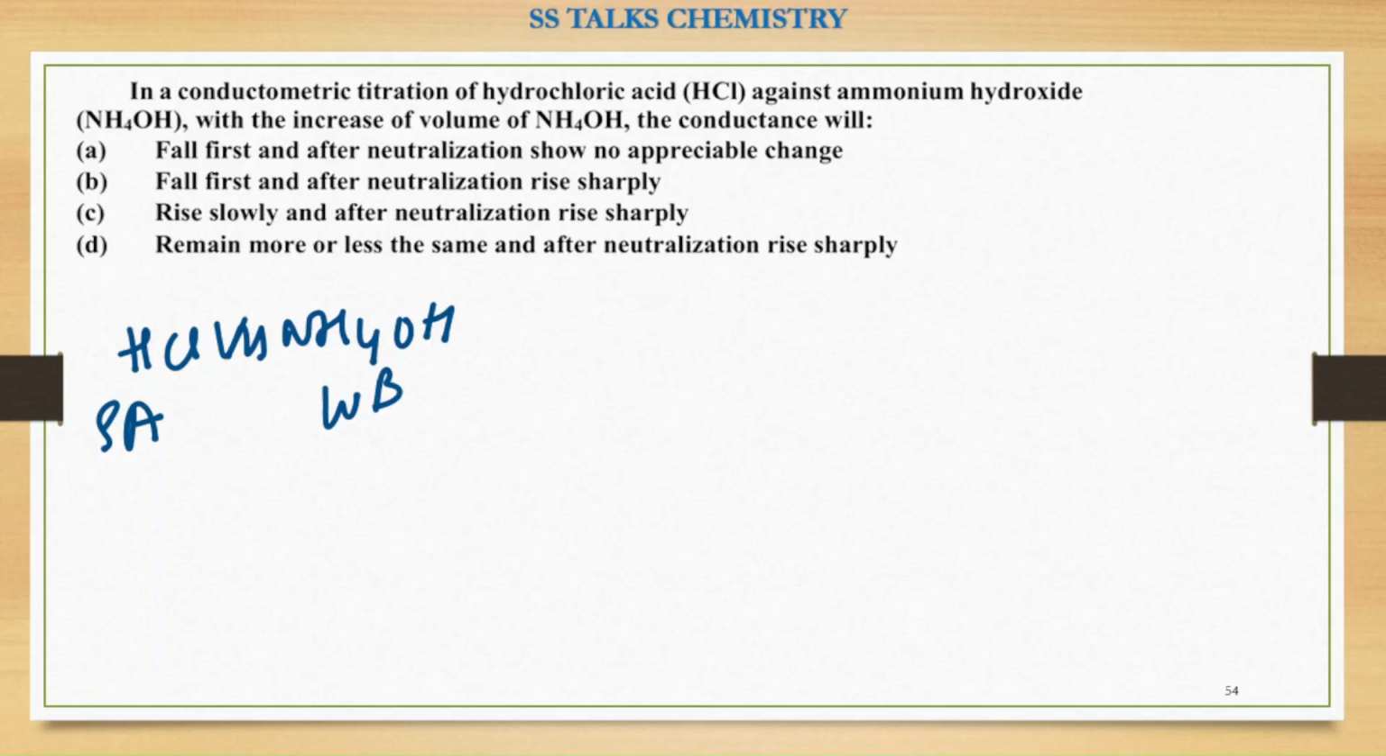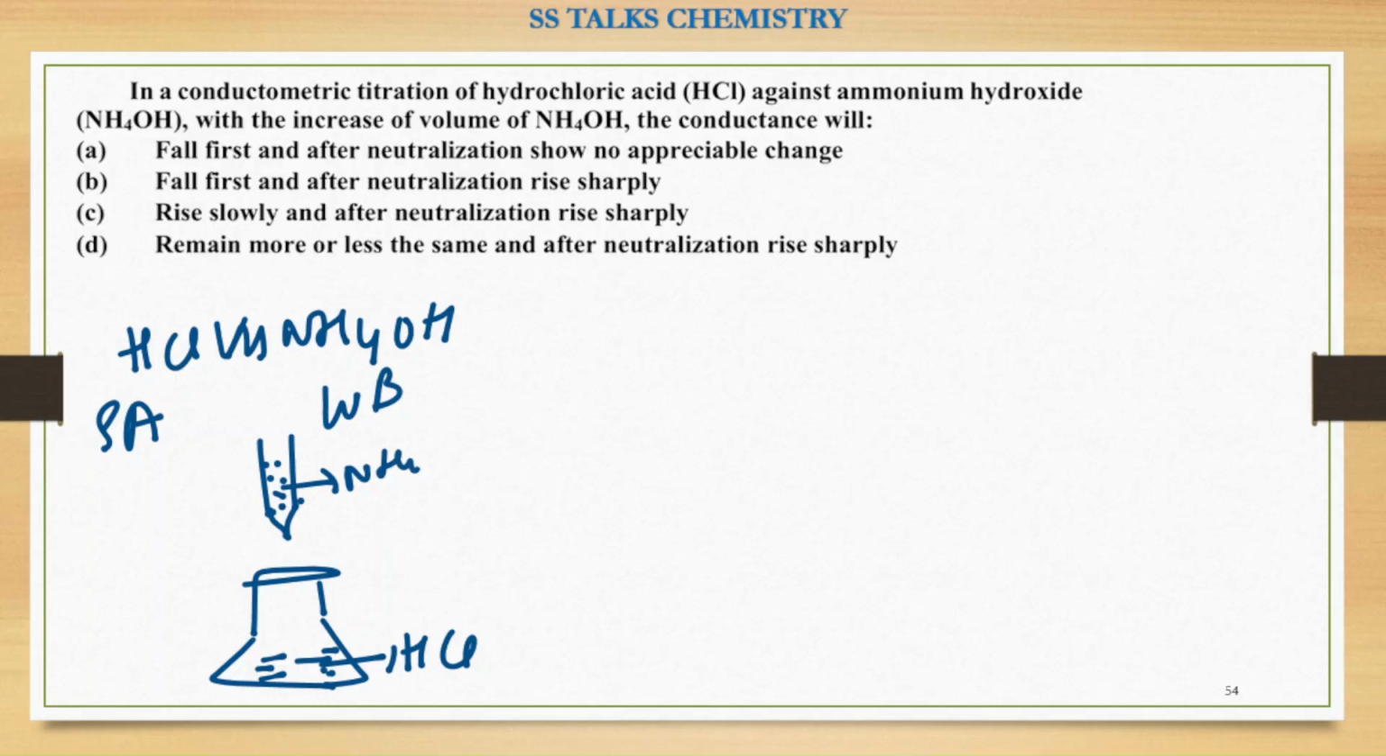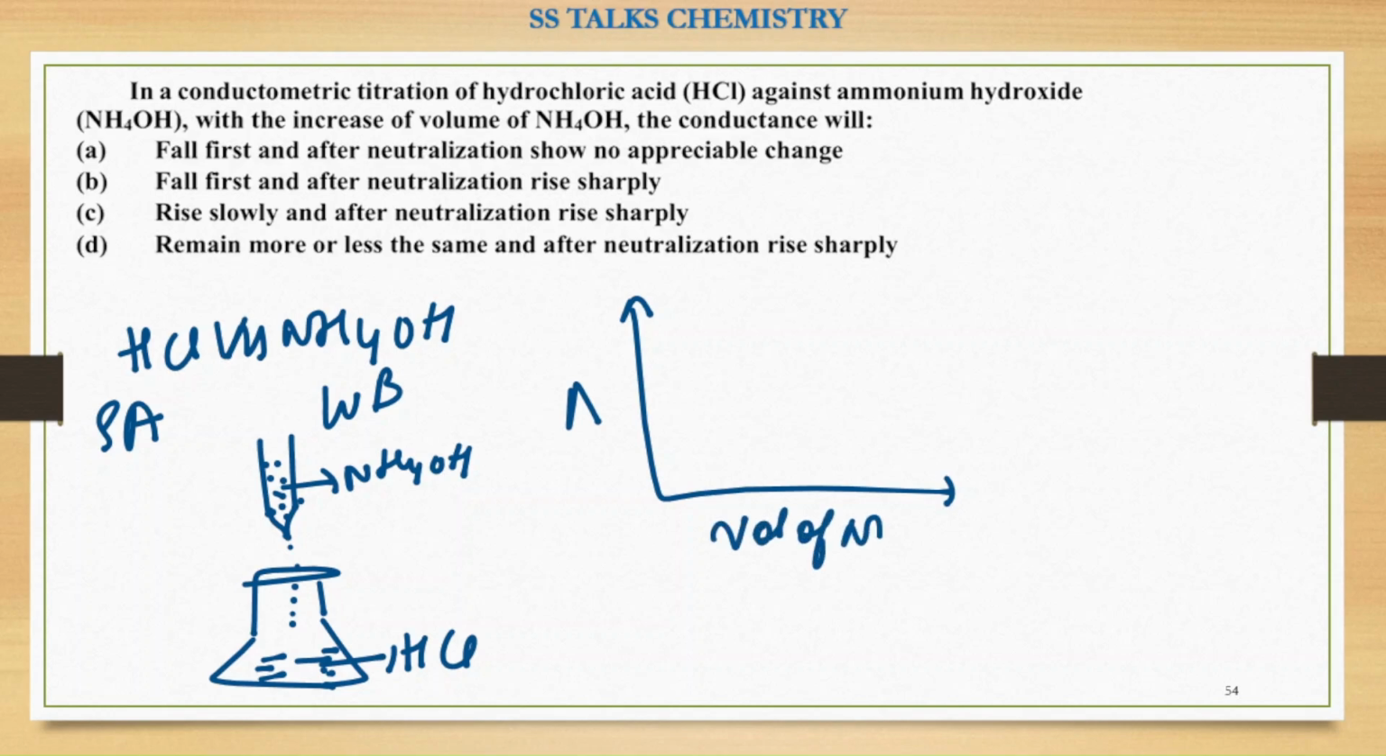So here in the flask you are taking HCl initially, and its conductance is being noted, and the burette is filled with ammonium hydroxide. So this is being added to it with the due course of time, and the conductance change is being noted. So the plot that you will have is conductance against the volume of ammonium hydroxide. Initially, since we have HCl molecules, the conductance is going to be high because of the proton jump that is present in HCl.